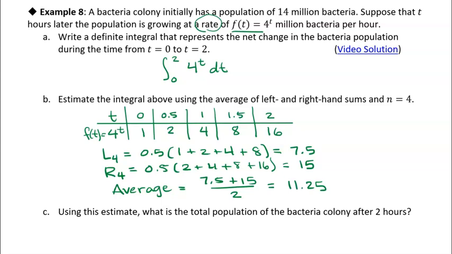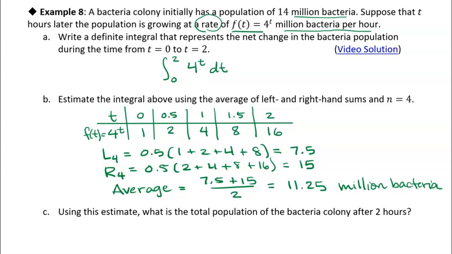The units: my f of t was in millions of bacteria per hour, times hours. So this is in millions of bacteria. Okay. Now, what is that? That's the net change in the population.